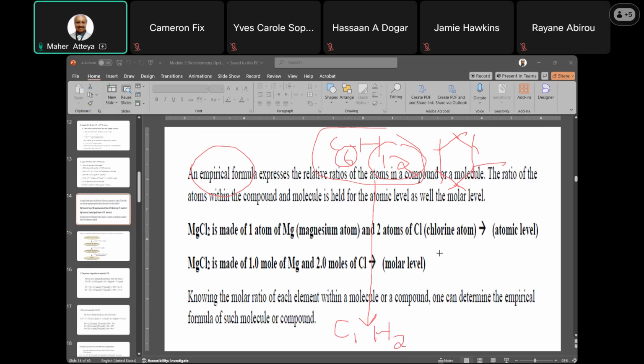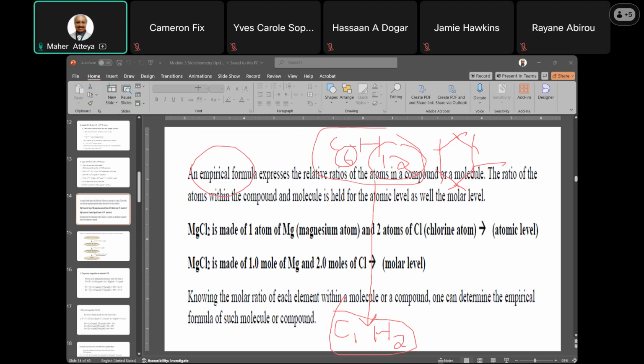C1H2, this is the empirical formula. This is what? This is the empirical formula. It's a reduced ratio. It's not the full true ratio like the molecular formula. And sometimes this empirical formula is really used to determine the molar mass.